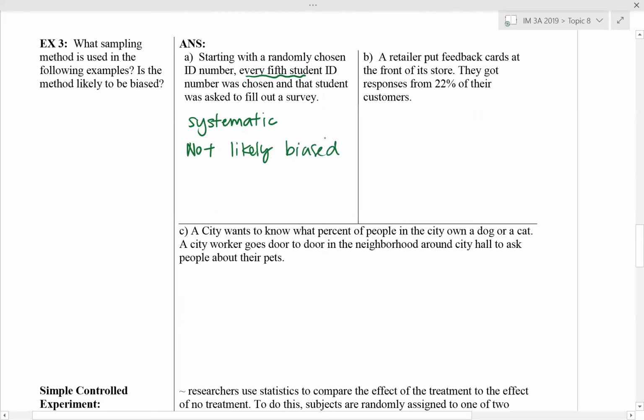A retailer put feedback cards at the front of its store. So a feedback card is something that I'm volunteering to choose to fill out, right? This is something that is self-selected. You can think about this as like when you get the surveys at your receipts, right? That's a self-selected survey. This is likely to be biased.